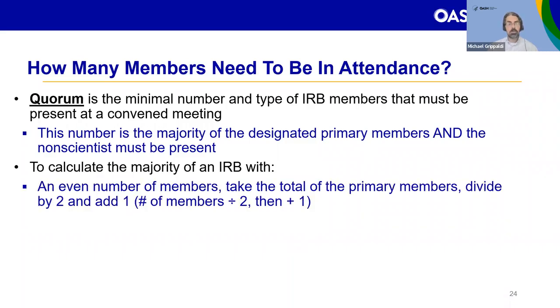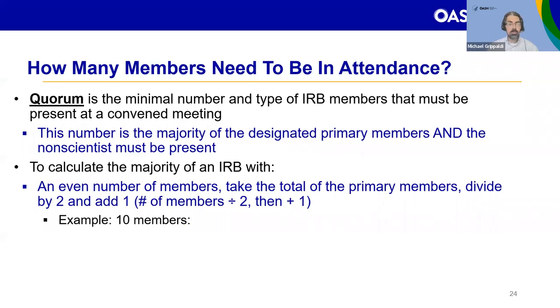For an even number, divide the number of primary voting members. So if you're keeping a roster that includes both primary and alternate members, we're only looking at the primary members. So take that number, divide by 2, and then add 1.